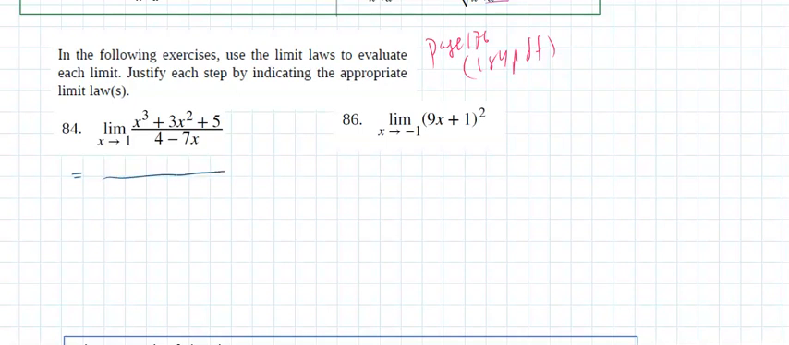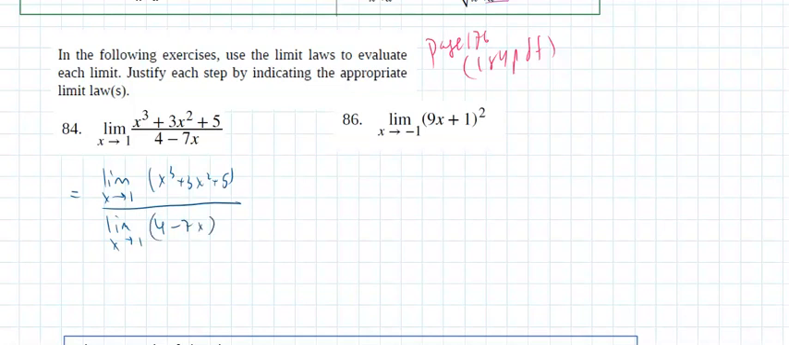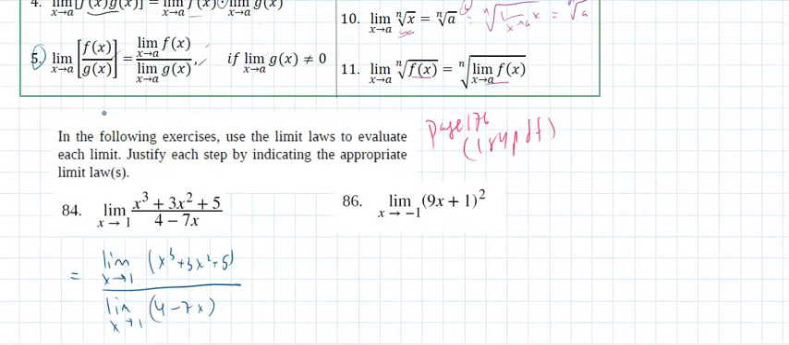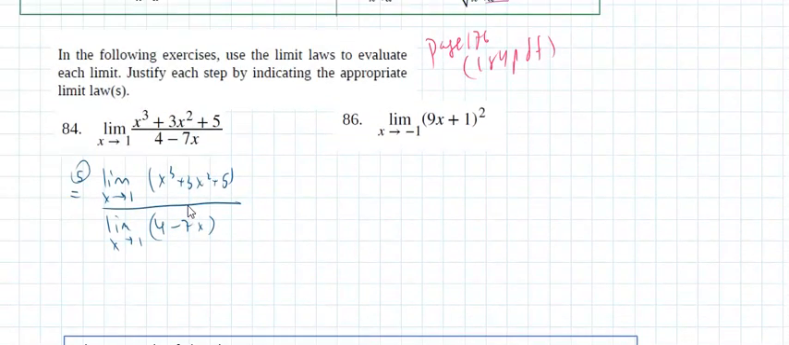This will be the limit as x approaches 1. You know what? I don't know why I have all the space in the world. There we go. Of x cubed plus 3x squared plus 5 divided by the limit as x approaches 1 of 4 minus 7x. And what allows me to do this division, where is it? Quotient, that's property 5 right there, or law 5. And now taking the limit of the sum and the difference.